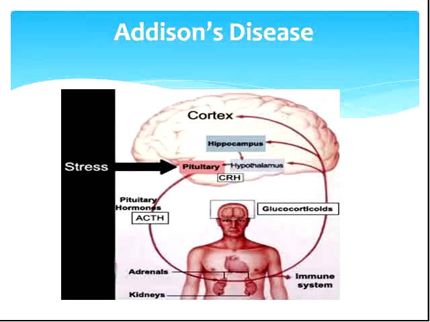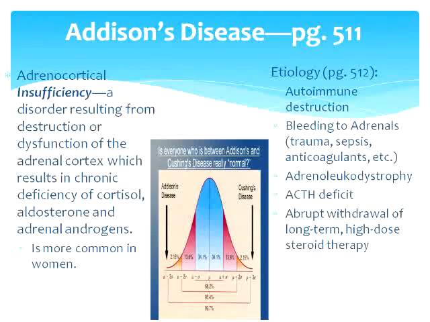Okay, Addison. So if Cushing is too much cortisol, Addison is not enough. So Addison's, adrenocortical insufficiency, a disorder resulting from destruction or dysfunction of the adrenal cortex, which results in chronic deficiency of cortisol, aldosterone, adrenal androgens, and it is more common in women.